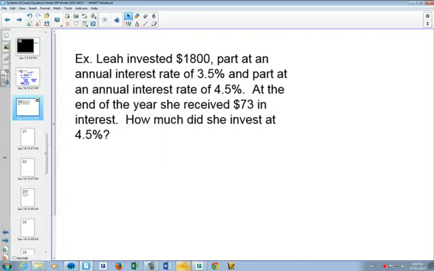So a couple of things about this question. If I was Leah and I was investing money, I would invest all at the higher interest rate. That would probably make sense. However, it might have been that the bank had a special, where you could invest up to $1,000 or up to $500 at a special interest rate. So in this case, this could be a possibility.